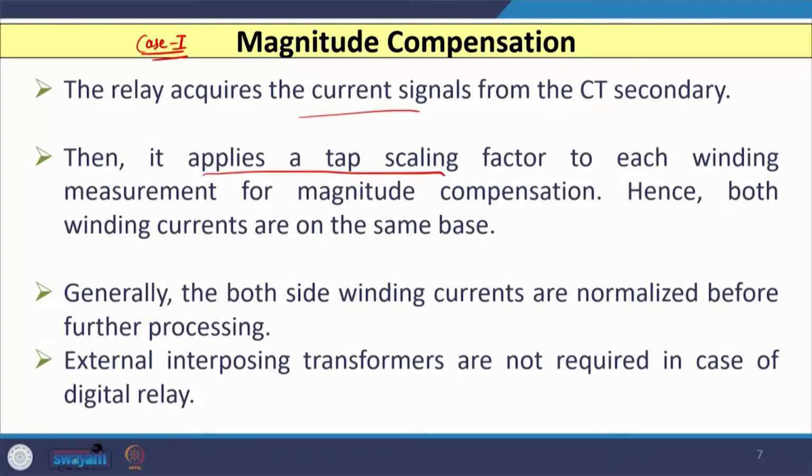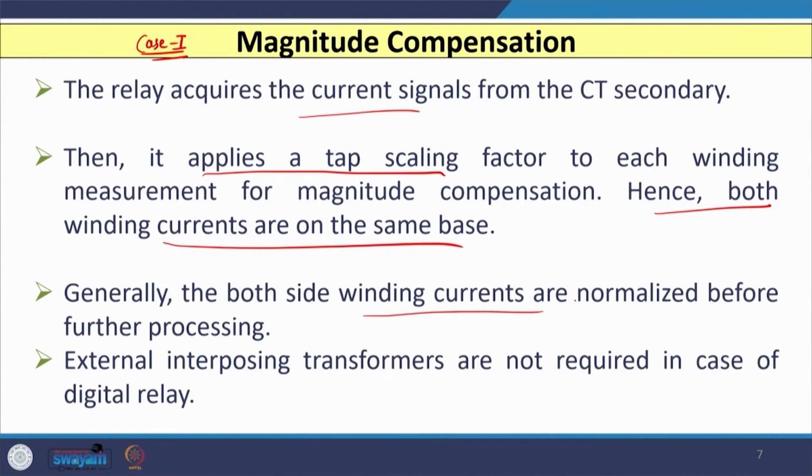So, if we apply this tap scaling factor, then both winding currents, on the LV side and HV side, are available at a common base or common platform. Generally both side winding currents are normalized before further processing, and if we do this, then external interconnecting transformers or ICTs are not required in digital relay, which are very essential in case of electromechanical relays, which we have discussed earlier.